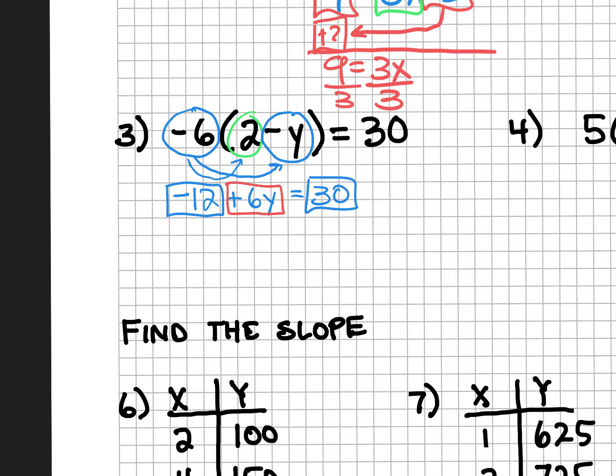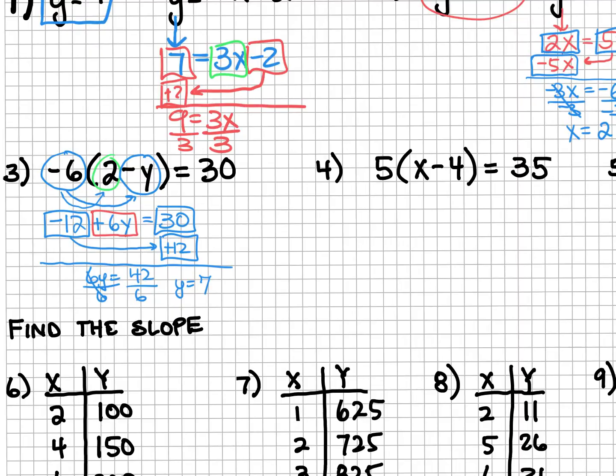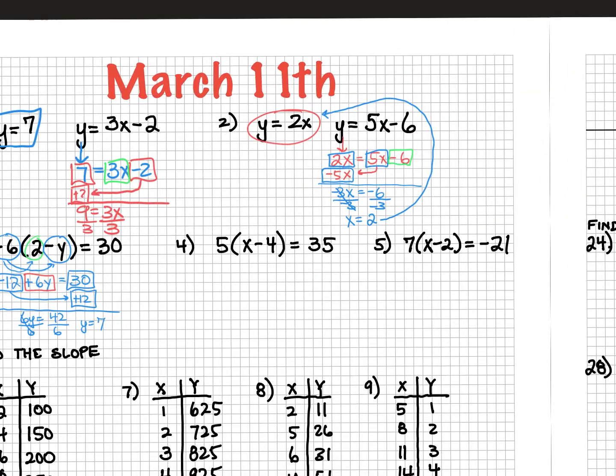Here I've got a number term, here I've got a number term, here I've got a y term. So the number term is the one that's going to take the hike. When it switches sides, it becomes plus 12 instead of negative 12. And we get 6y equals 42. We divide by 6, and y equals 7. All right, so same thing on those. Follow the steps. On 4 and 5, you should be fine.